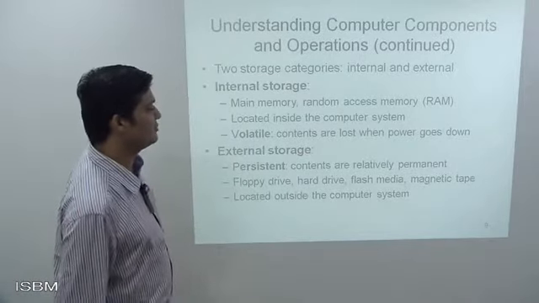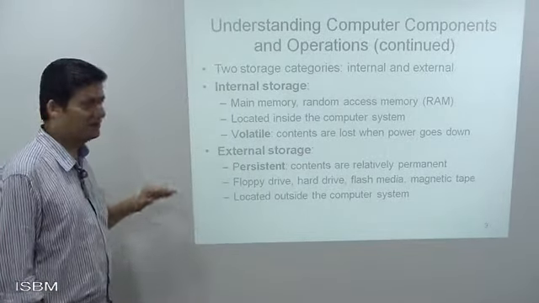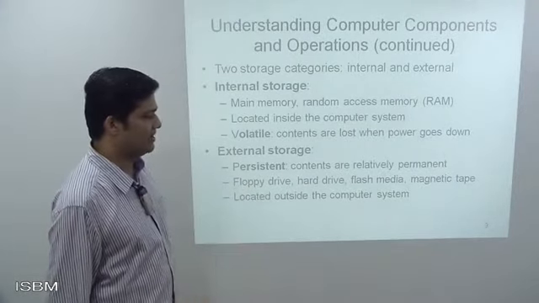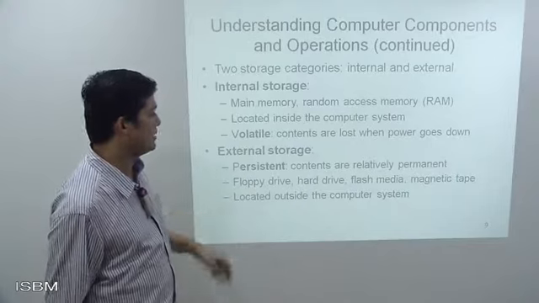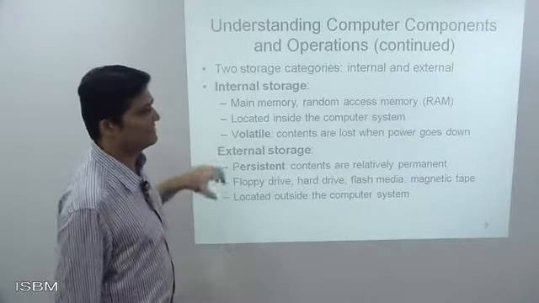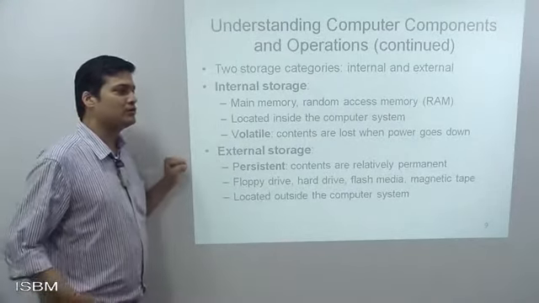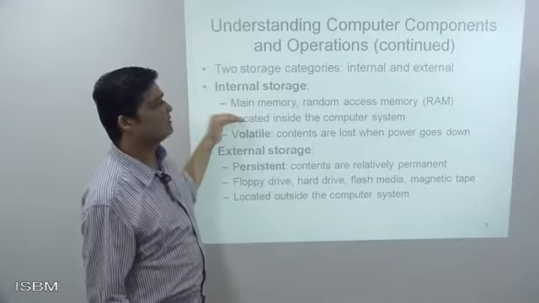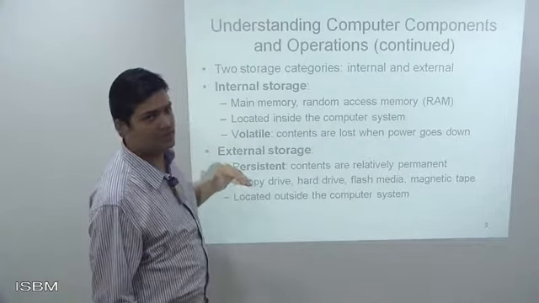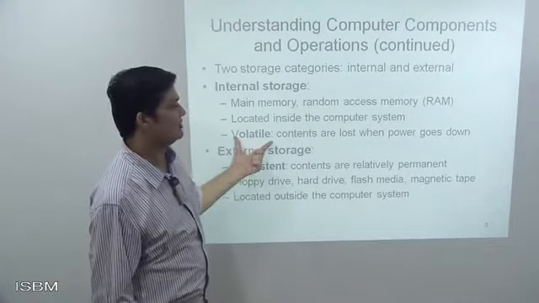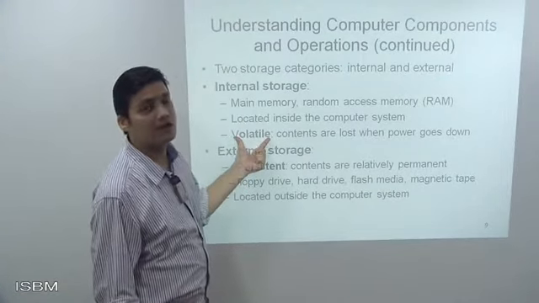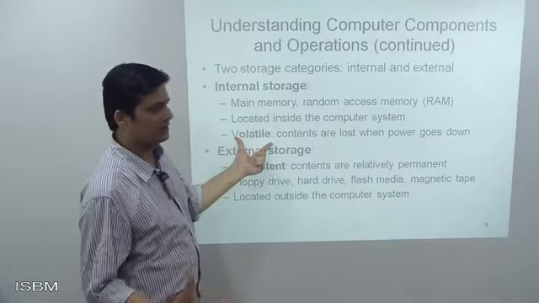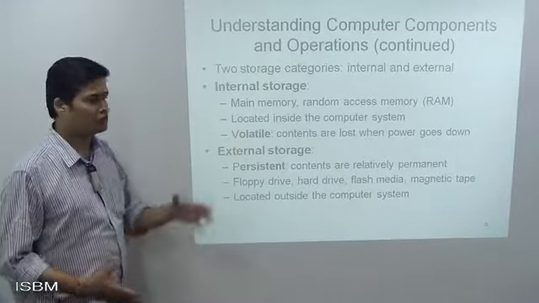Then external storage, which is persistent, which is permanent. Contents are relatively permanent. Floppy drive, hard drive, flash media, magnetic tapes are located outside the computer system, not inside it. So it stores the data permanently, and internal storage stores the data temporarily, which is called random access; that's why it is called volatile. When the system is off, the data is automatically washed out.